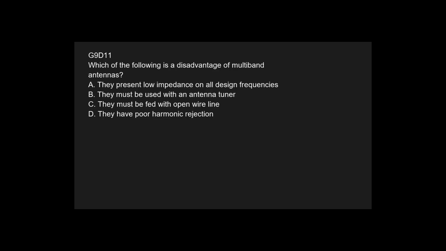Question: Which of the following is a disadvantage of multiband antennas? The correct answer is D. They have poor harmonic rejection.